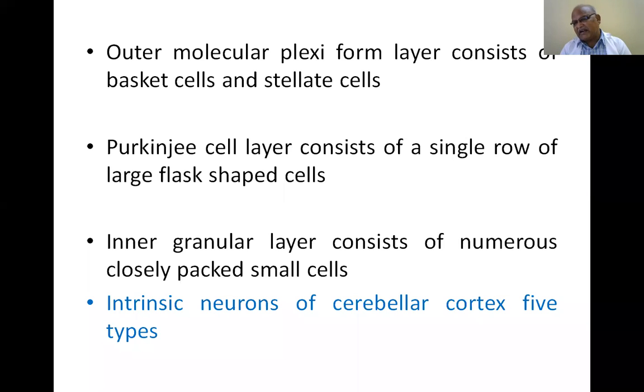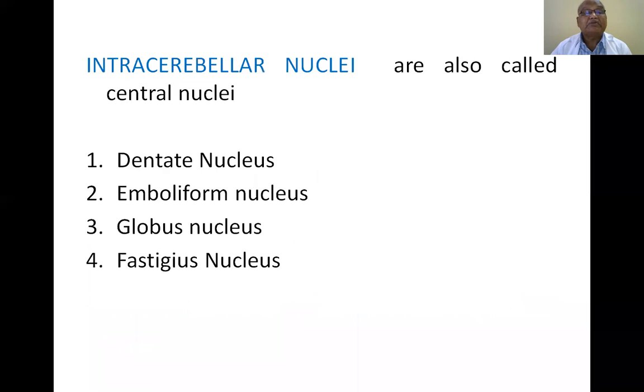So the gray matter of the cerebellum is divided into three layers. First, the outer molecular layer, which contains basket cells and stellate cells. Second, the Purkinje cell layer, with large flask-type cells. Third, the inner granular layer, with numerous closely packed small cells. The intrinsic neurons of the cerebellar cortex are of five types. All the types of cells present in the gray matter of the cerebellum are only five types. What are the five types? I will show you.